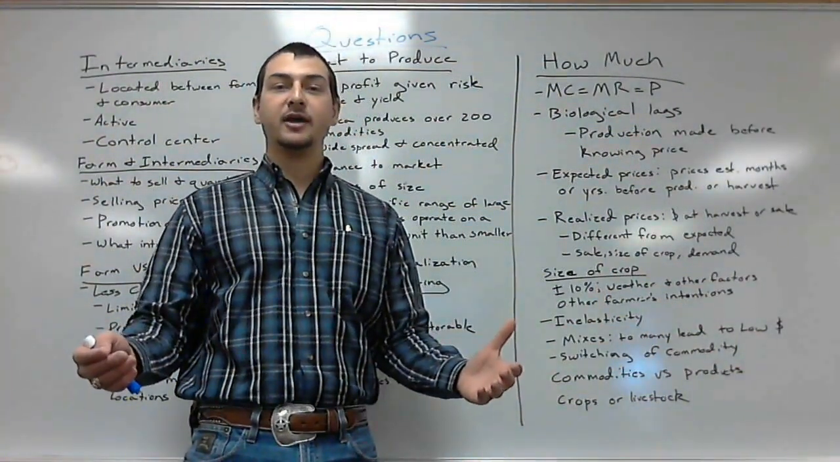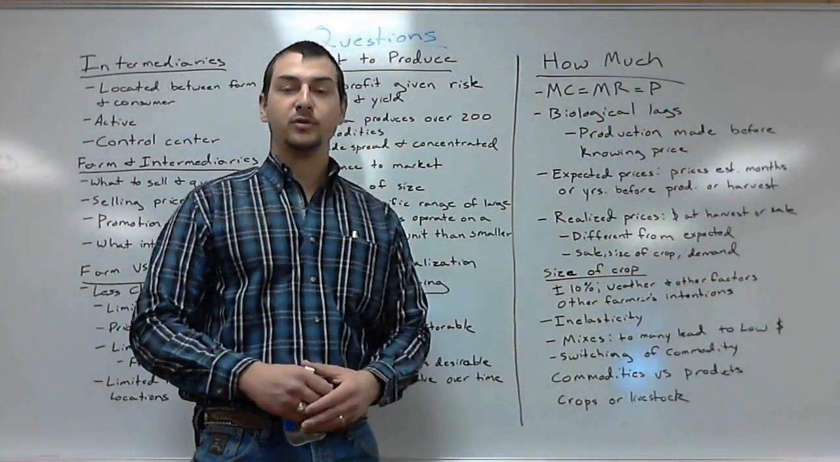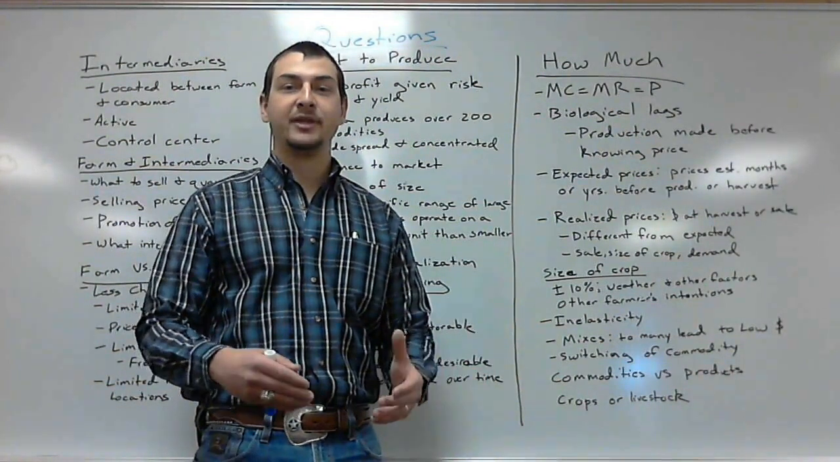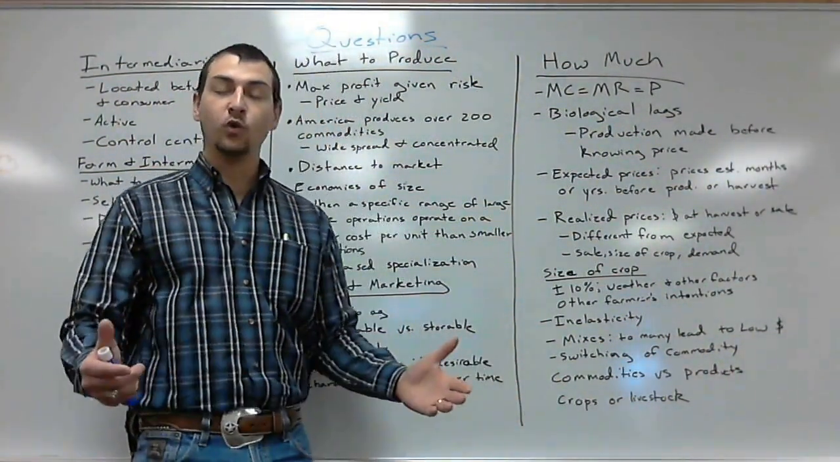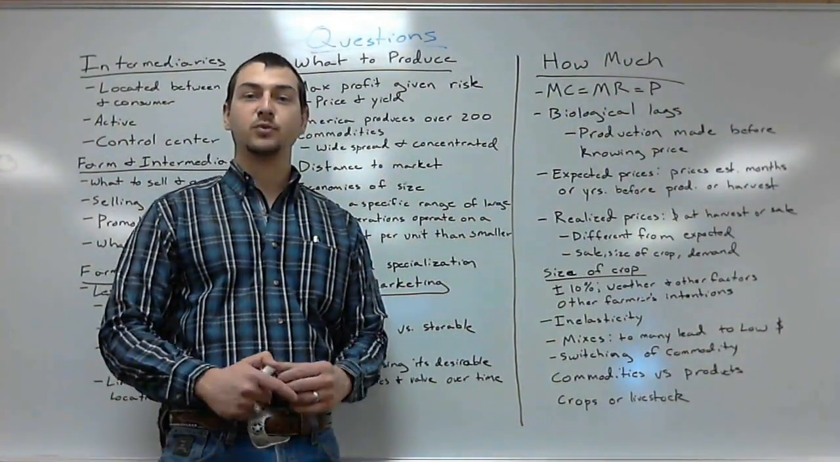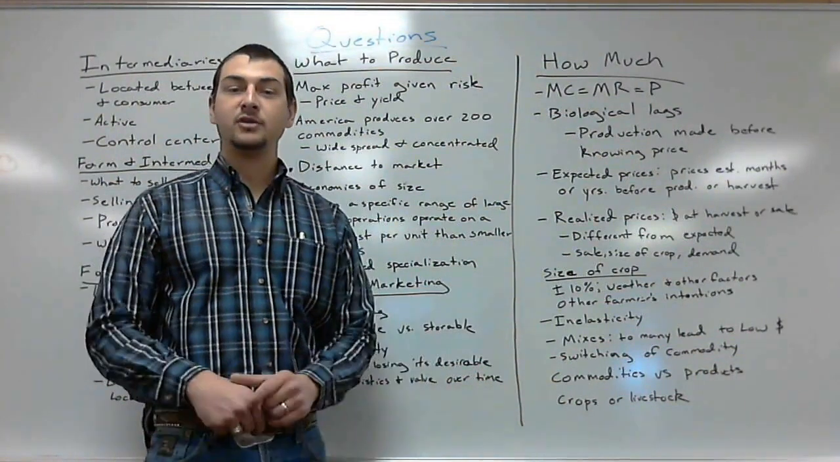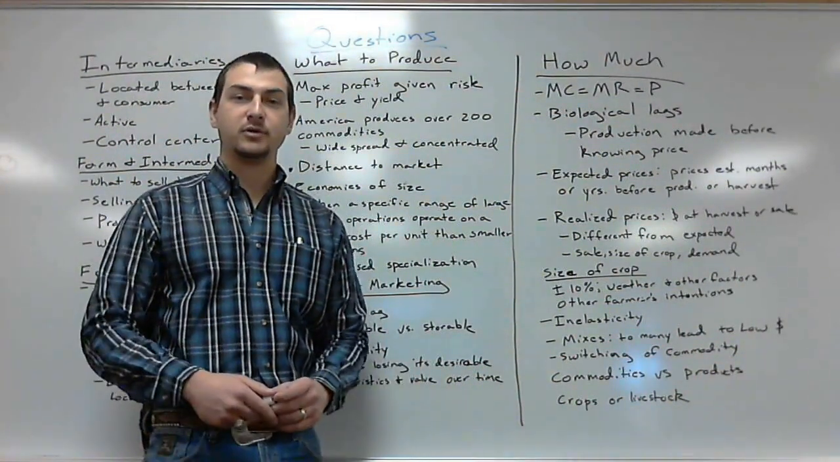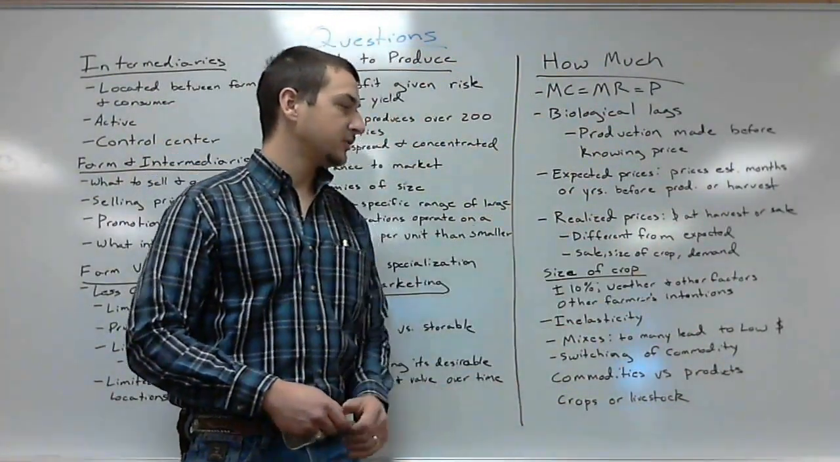Or maybe diesel prices rose to the point where it wasn't profitable to actually go out and spray that last application of a pesticide, causing their supply to fall. Or maybe diesel prices were low enough that you did spray that last application of pesticide, making your crops grow even more than what you were expecting. So size of crop can be dependent on weather and other factors.